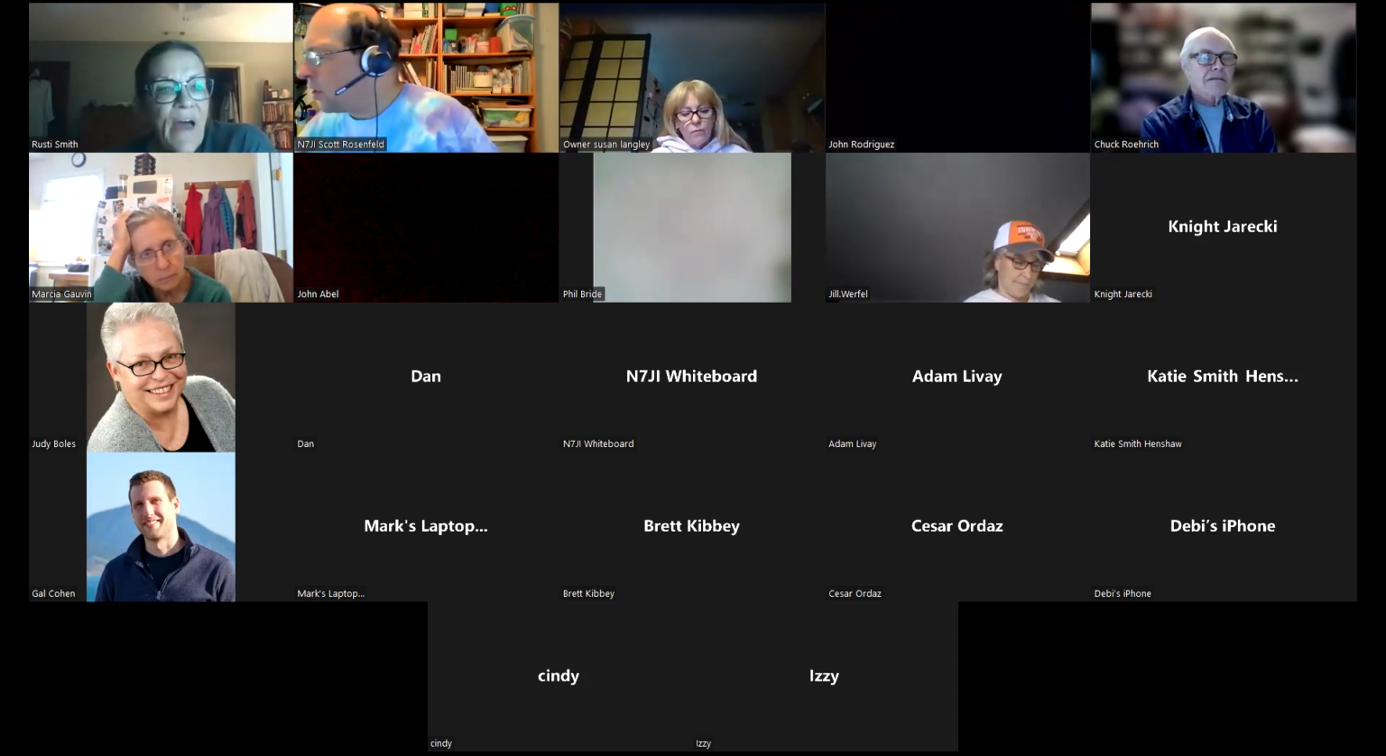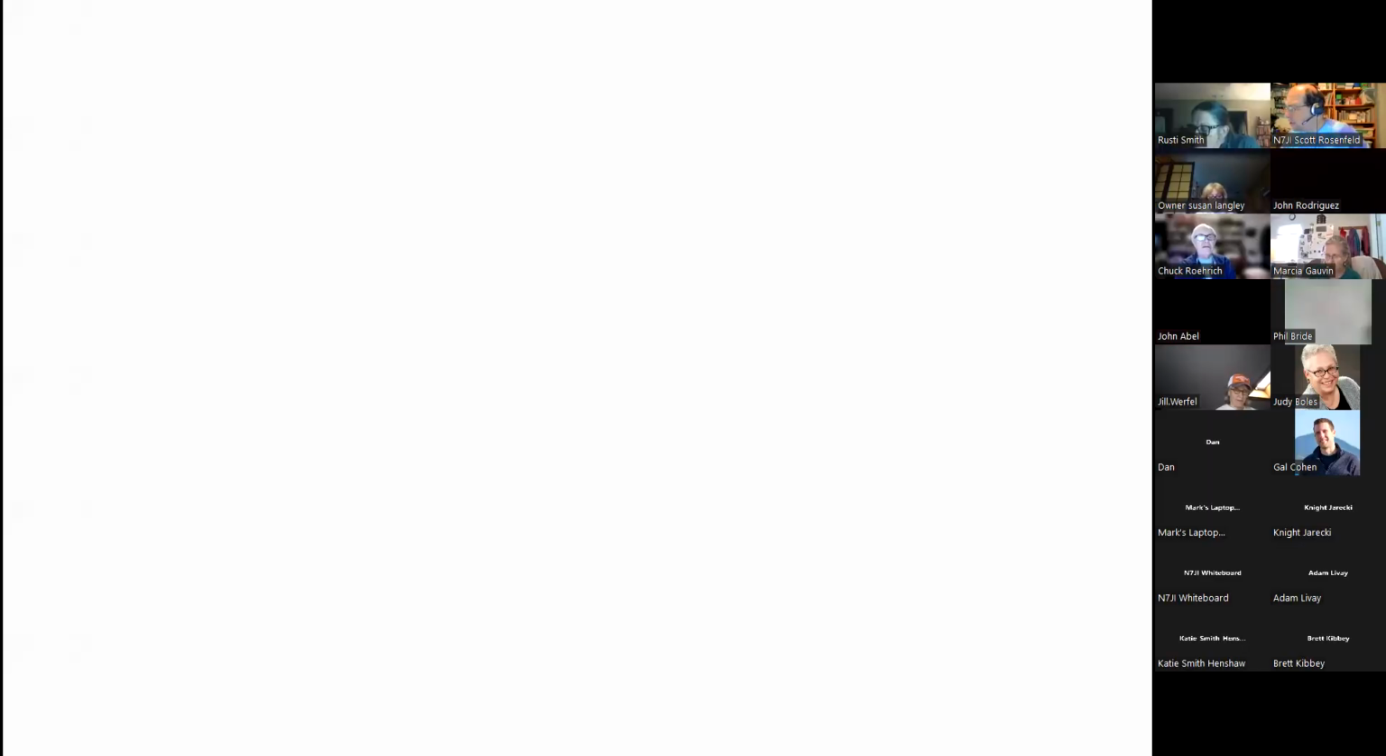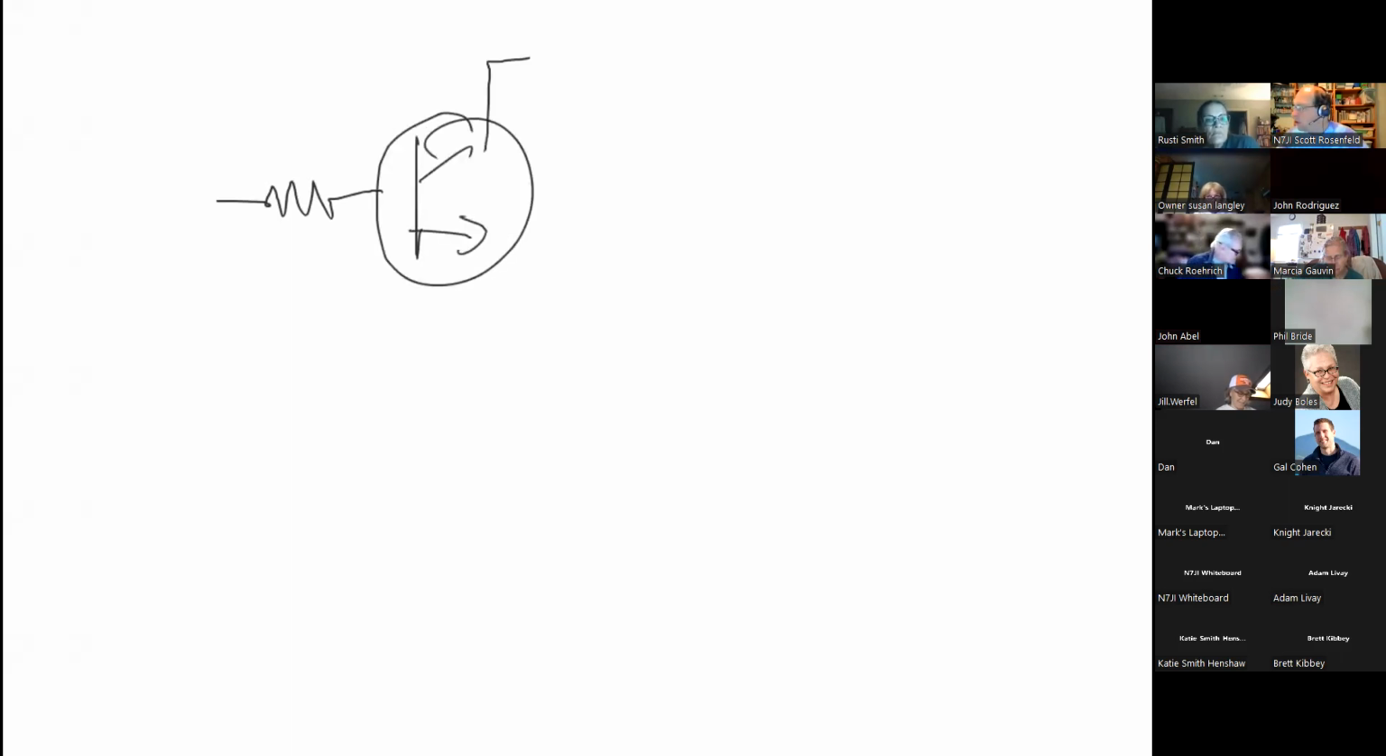Okay, next thing we're going to do is schematics. A schematic is basically a picture of how things are connected electrically. So the first one we're going to do is something like this. There's a transistor, and here's a light bulb, and here's a battery.